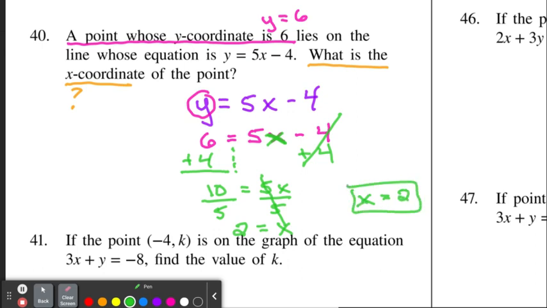Now your job is to finish all the way up to problem, let's say 49. 48 ends on page 8, but 49 is the same type of problem. So from this video, you can complete up to number 49.